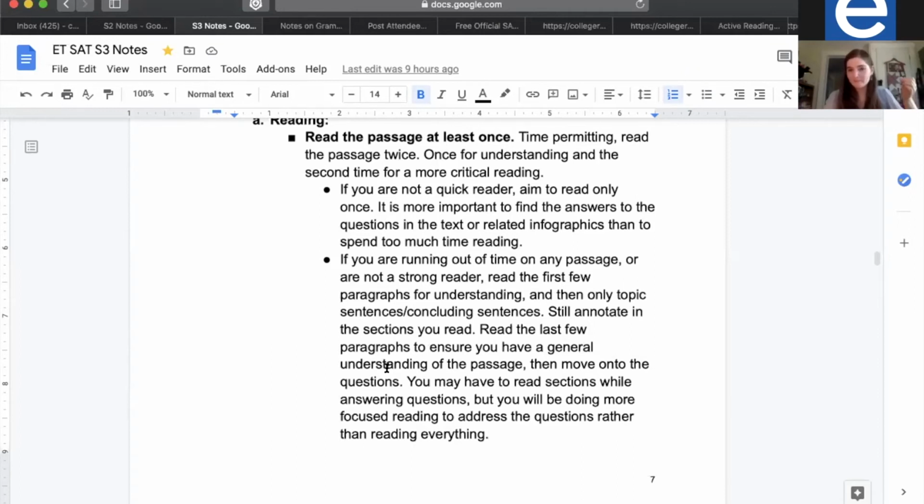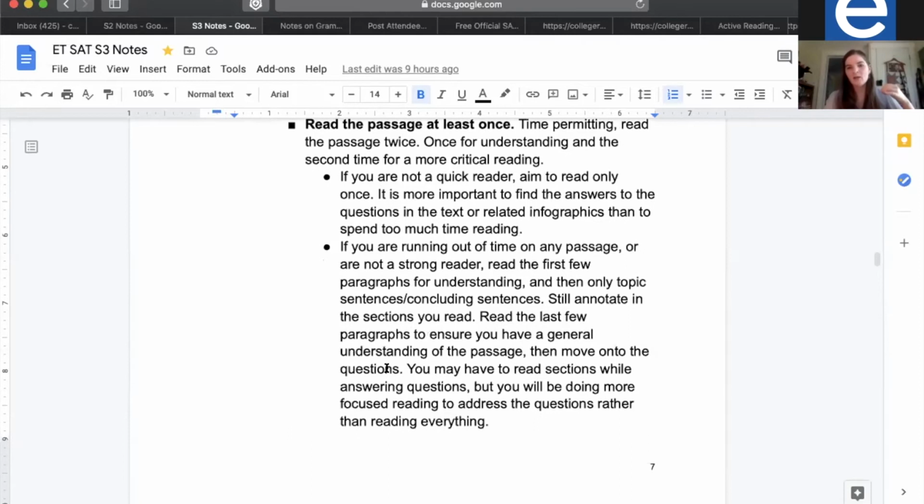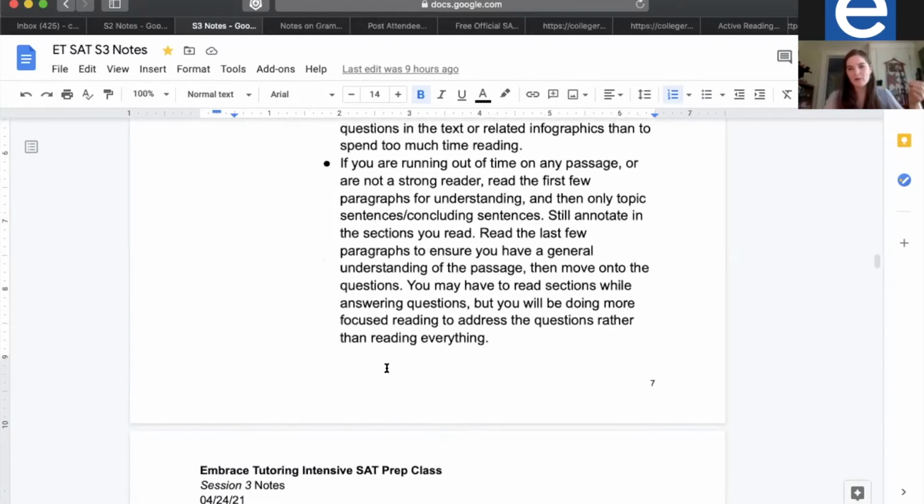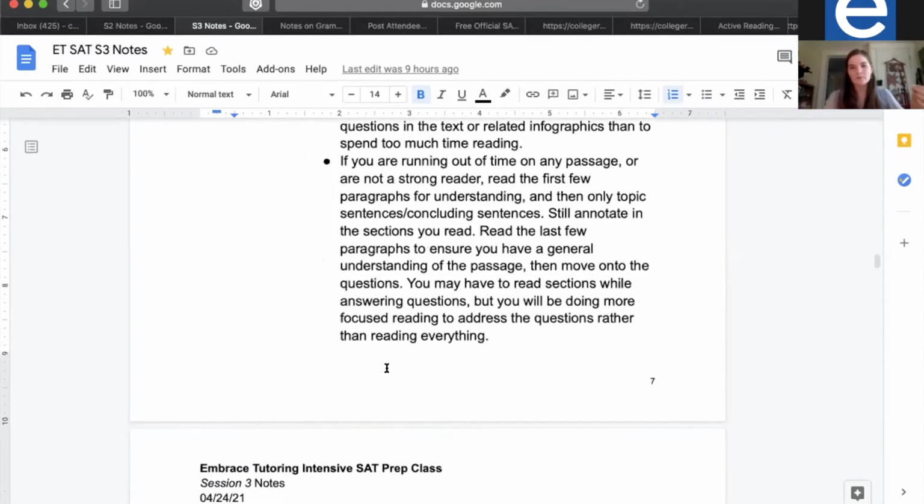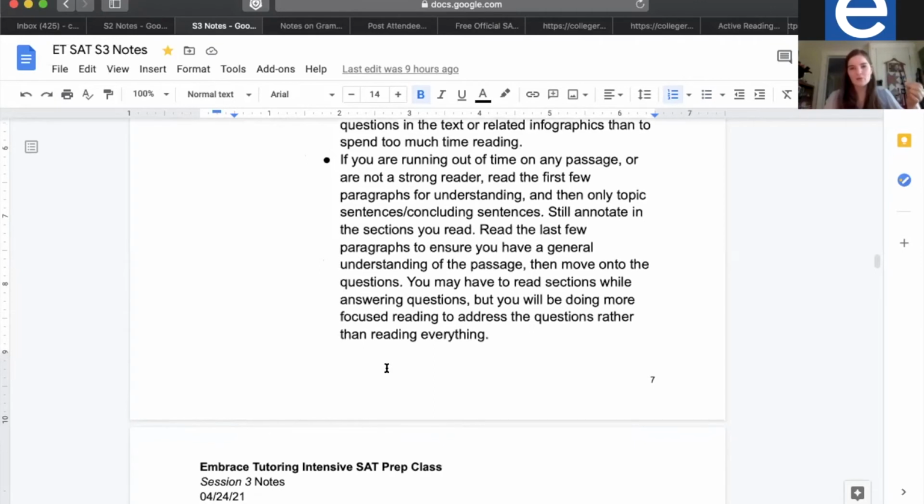But you don't have the luxury of that time, unless you're a very fast reader and you can actually get the second reading through so that you can get a better idea of the text. That's not going to happen for everyone. Most students are only going to be able to read once. Everyone should try to read at least once, but I'm trying to give you tools so that you can approach a passage if you're running out of time or if you struggle with reading.